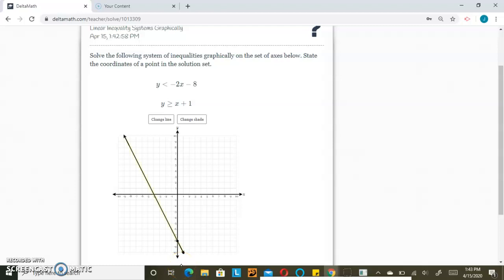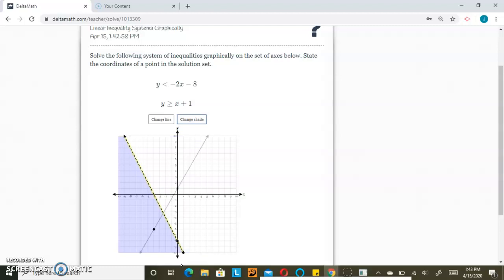I do not have an equal to bar, so I'm going to change my line from a solid line to a dotted line. It's a less than symbol, so I'm shading below, kind of where that point is. So I'm going to change my shade to below. Now I'm ready to do my second line.